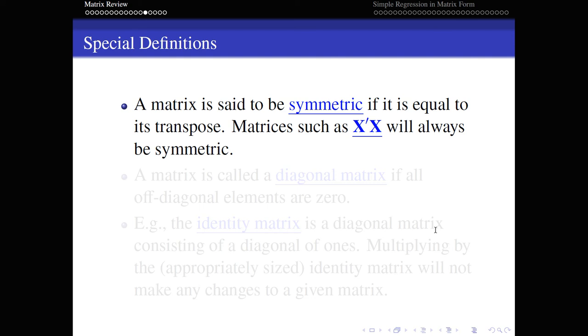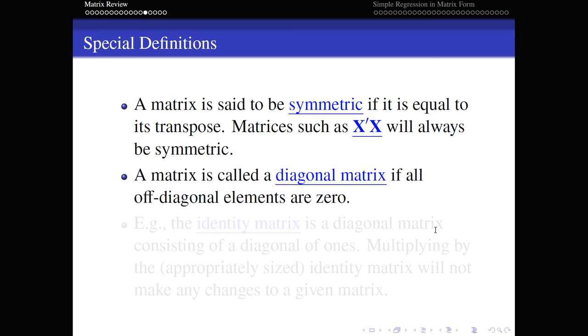All right, so a matrix in general is said to be symmetric if it is equal to its transpose. So matrices such as X transpose X will always be symmetric. If I multiply X transpose times X, this is always going to be a symmetric matrix. Now, a matrix is called a diagonal matrix if all of the off-diagonal elements are 0.